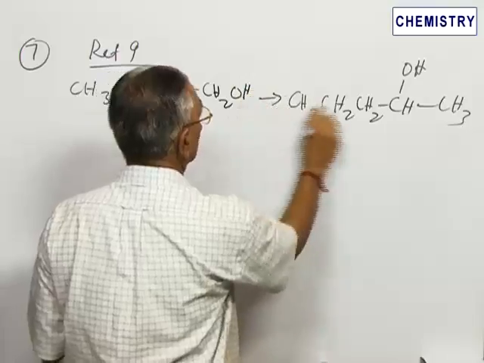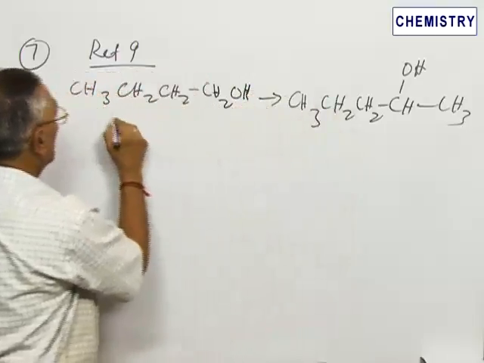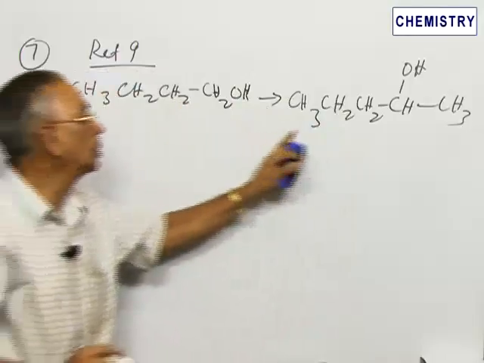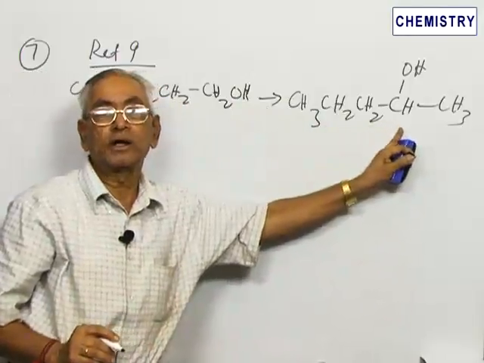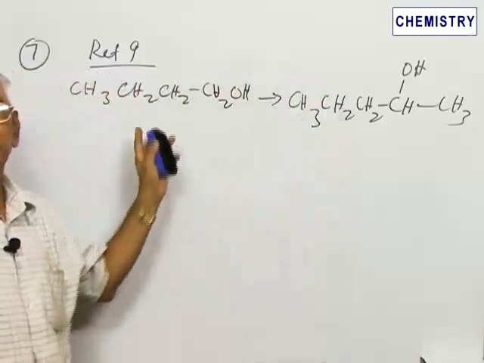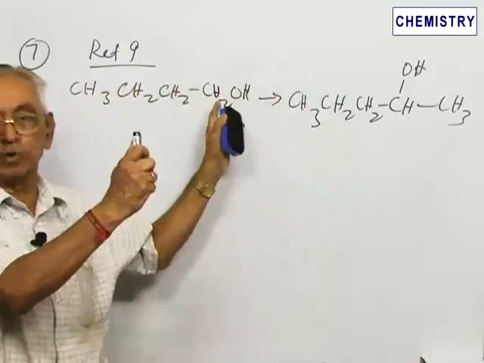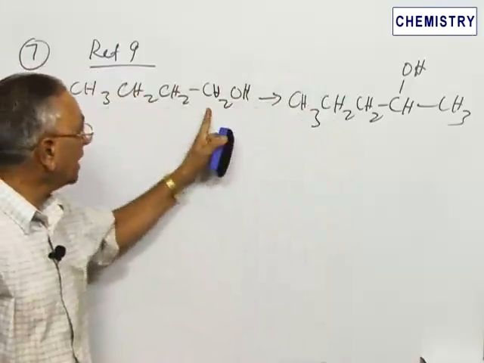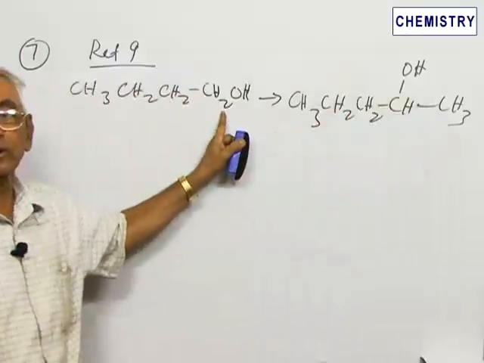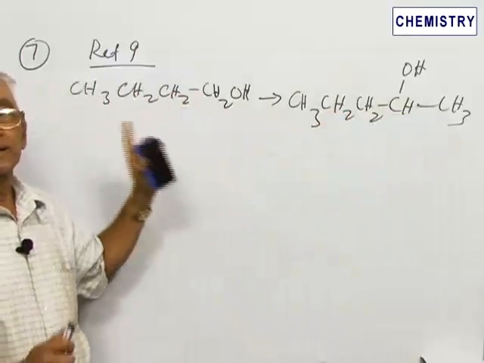This is a butanol. So, 1 butanol, how will you convert 1 butanol to 2 pentanol? Two things are aimed at to achieve. One is a 4 carbon system becomes 5. 1, 2, 3, 4, 5. Here we have only 4 carbon atoms. That is one point.